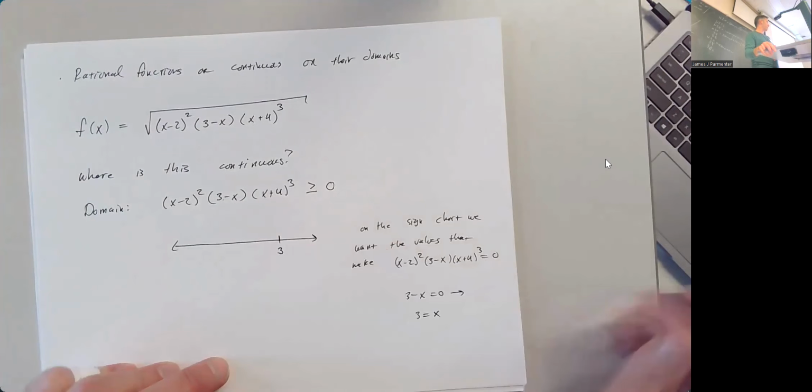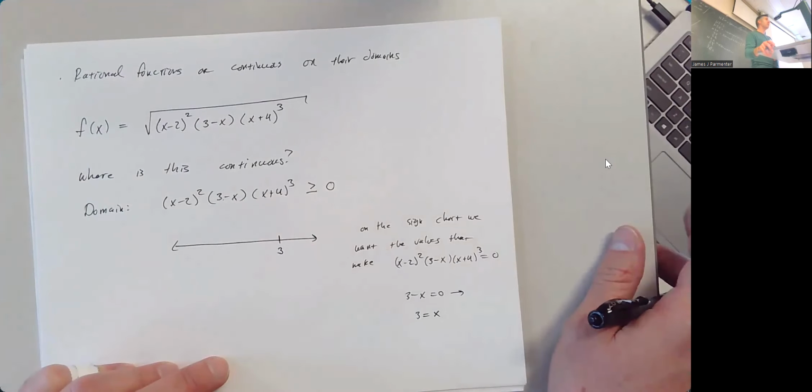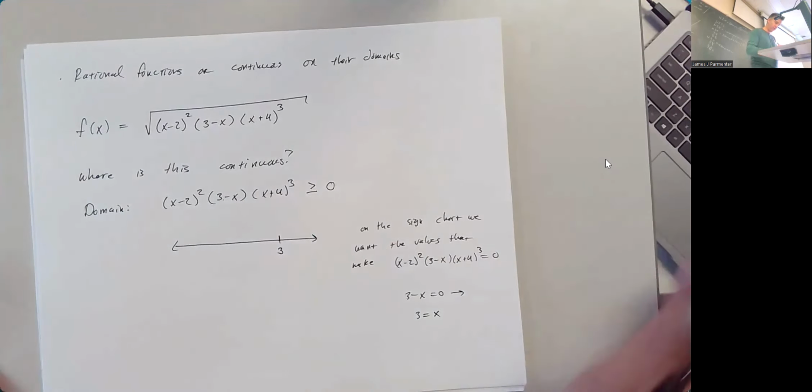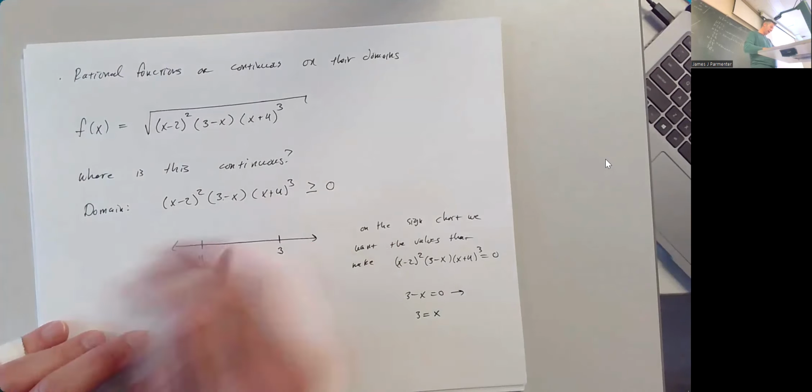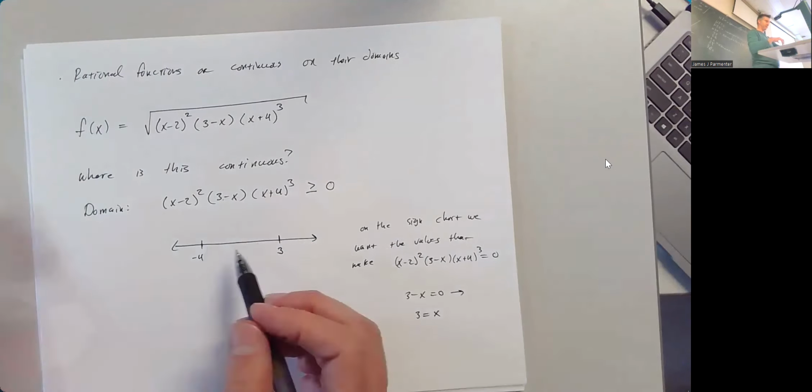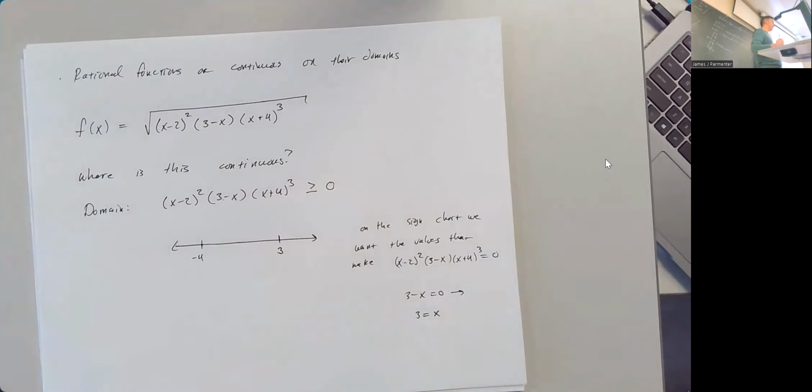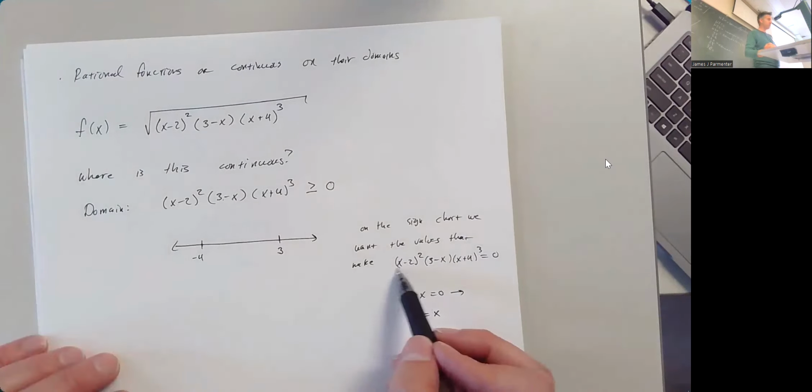What's another value on my sign chart? -4. And what's the last value on my sign chart? What makes this factor equal to 0? Is it +2 or is it -2?